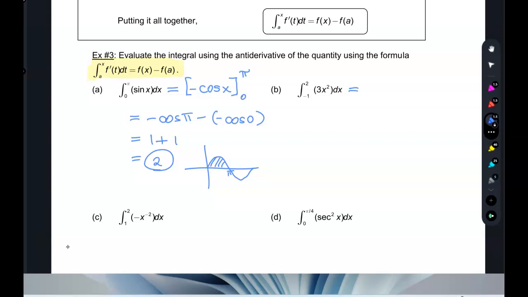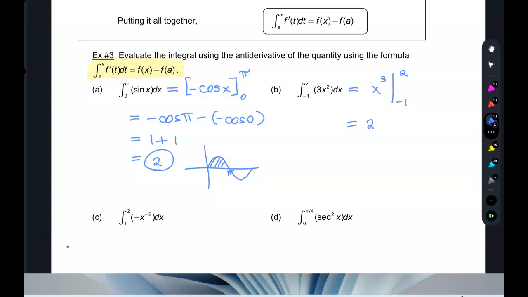All right, let's do the next one. This is the power rule. 3x squared. What's that become? 3x cubed over 3. So that's just going to be x cubed. You can put that in brackets, or remember we used a straight vertical line as evaluated at. Either one is fine. I use brackets when I have negative signs or more than one term.